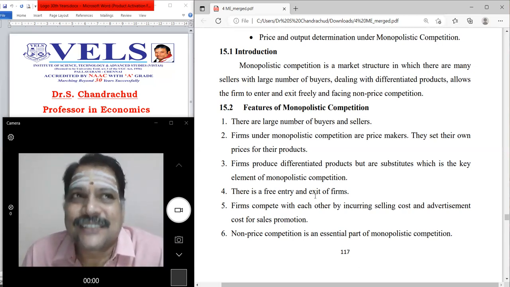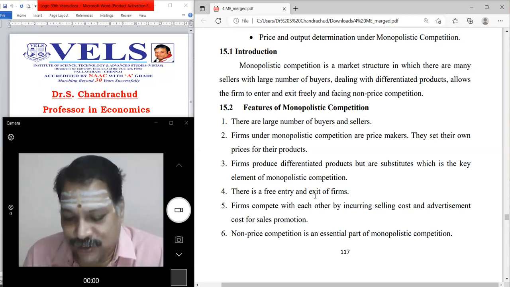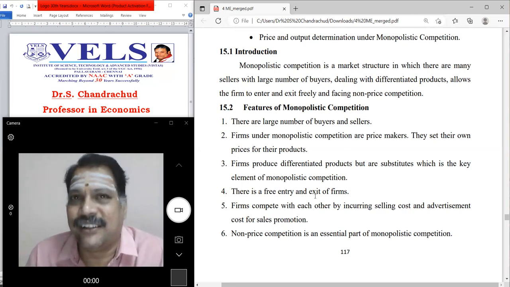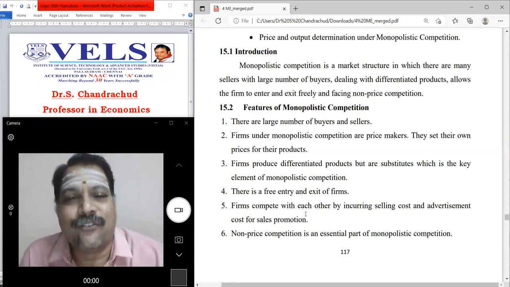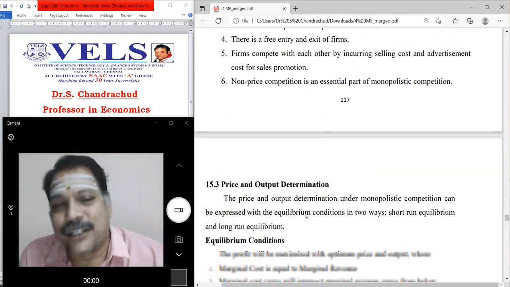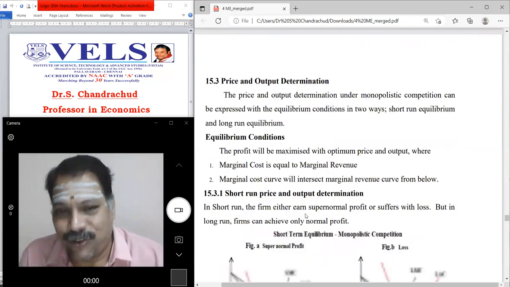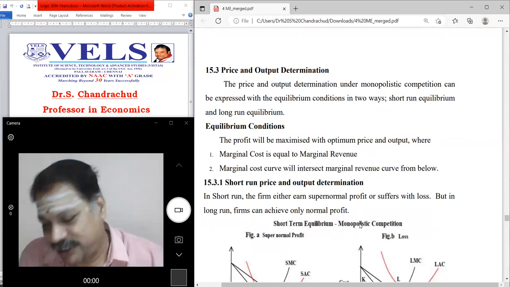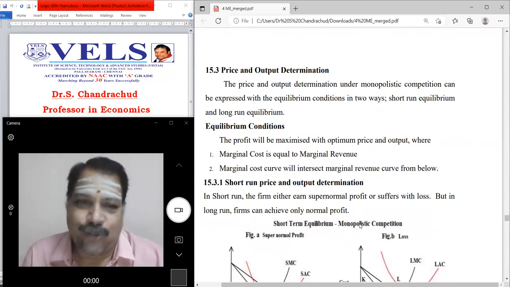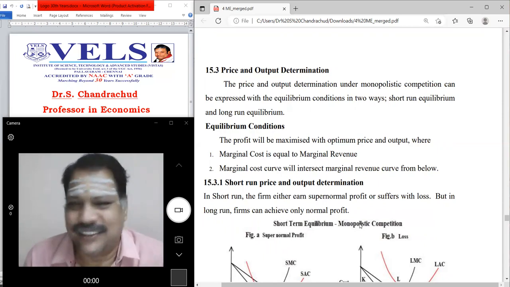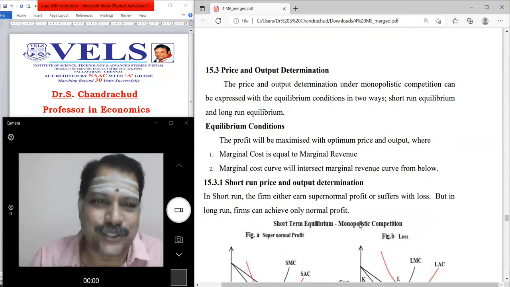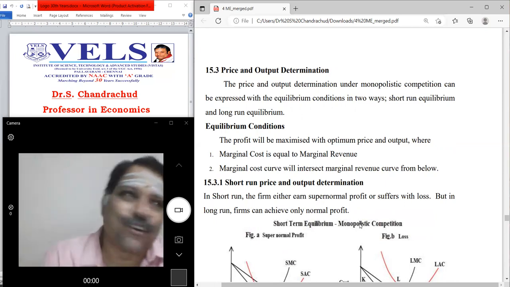So when they ask about the features of monopolistic competition, first write about what a market structure is, then define monopolistic competition, and then write these 6 points. You can secure full marks. Now let us move to the second part of the topic, that is price and output determination. The price and output determination in monopolistic competition can be expressed in two ways, based on the time perspective: one is short run equilibrium, the second one is long run equilibrium.